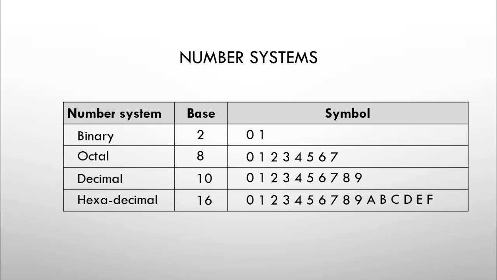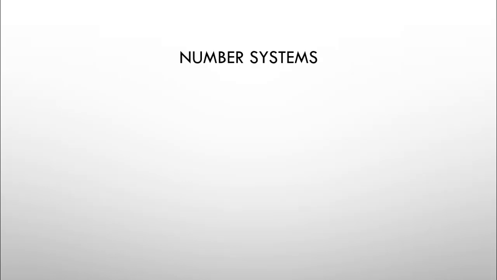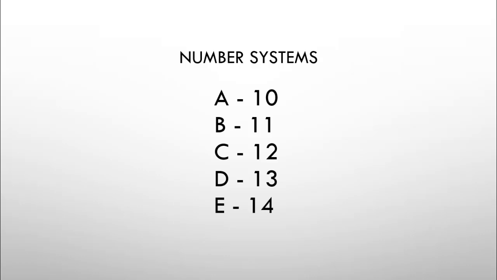So we are going to use these values for 10 to 15. In the number systems, the value for A will be 10, B will be 11, C 12, D 13, E 14, and finally F will be representing the value 15.